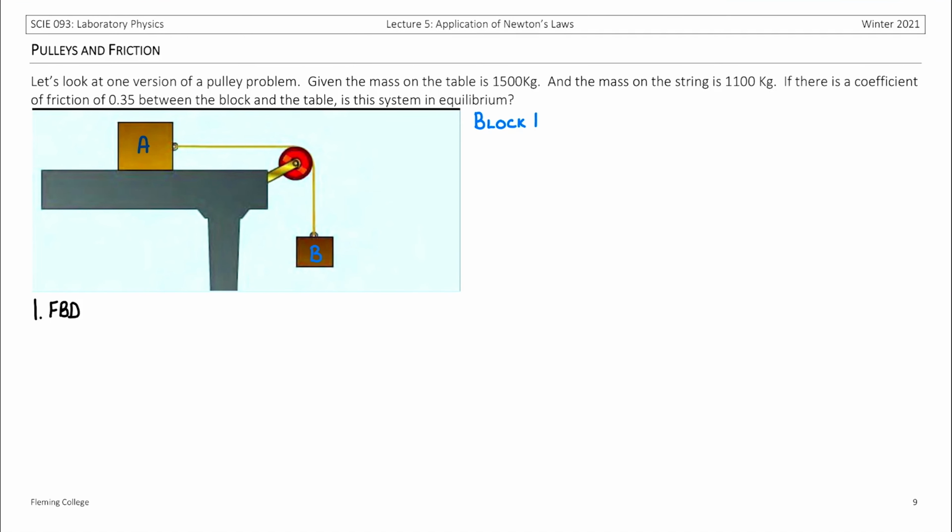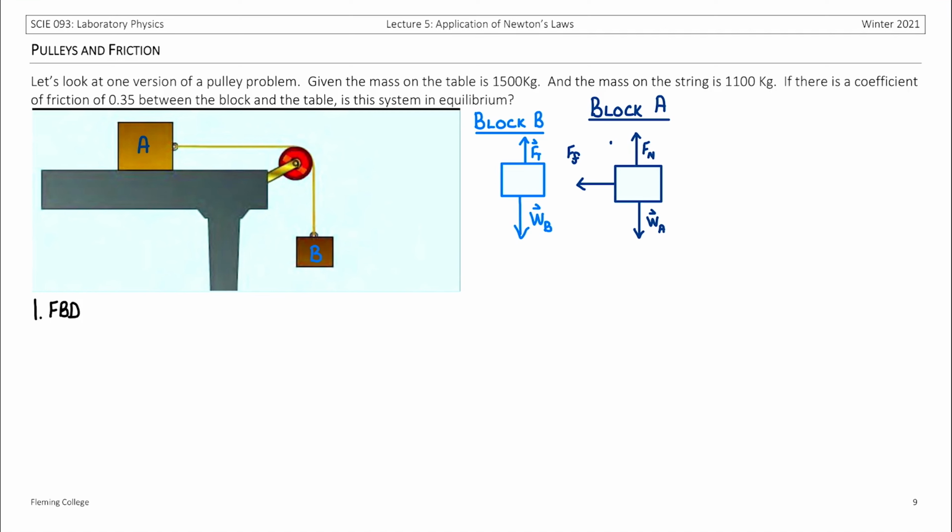And we'll begin with block B this time. So we have our block. It will have a weight and it will have the force of tension from the string that connects it to block A. And block B is done. Now let's consider block A. Our previous problem had a frictionless surface, so we didn't consider the weight and normal force. But because this block experiences a force of friction, we need to consider both the weight of block A and the normal force that block A experiences. And block A will also have the force of tension applied. This means that our consideration of the forces is slightly more complex this time.